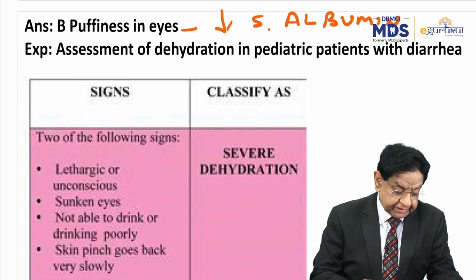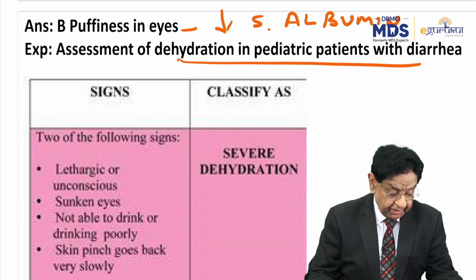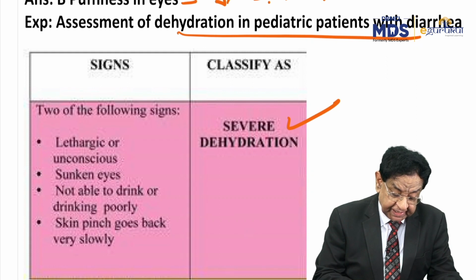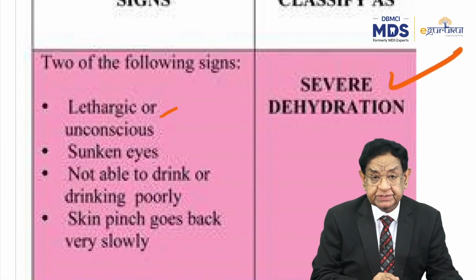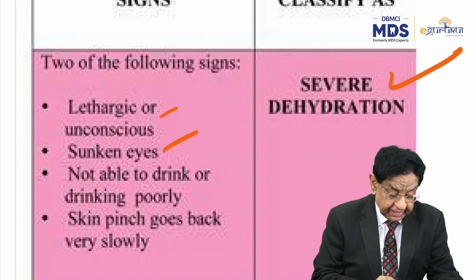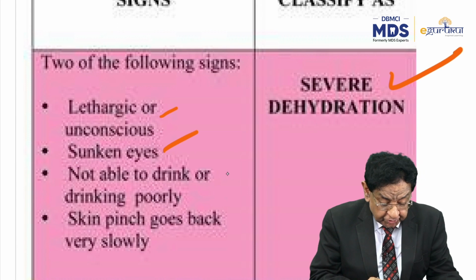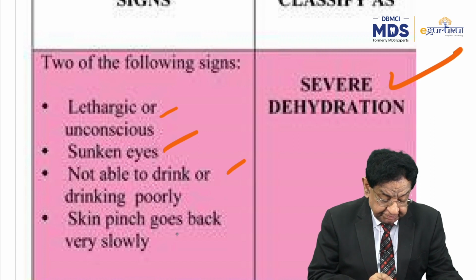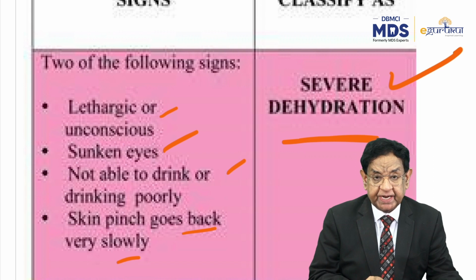So how do you assess dehydration in a pediatric patient with diarrhea? Well, there are certain signs which indicate severe dehydration. Lethargic or unconscious. Sunken eyes, not puffy eyes. Not able to drink or drinking poorly. The patient feels too much weakness. Skin pinch goes back very slowly. They indicate severe dehydration.